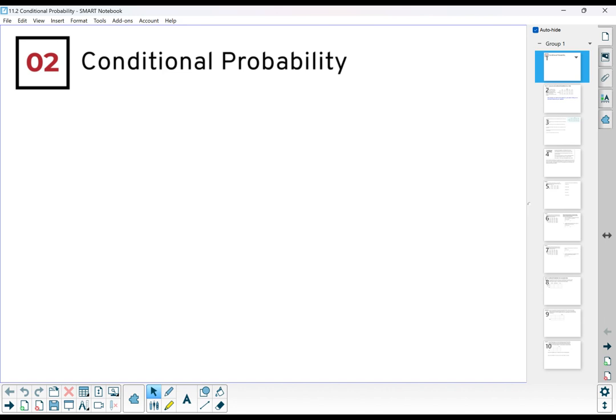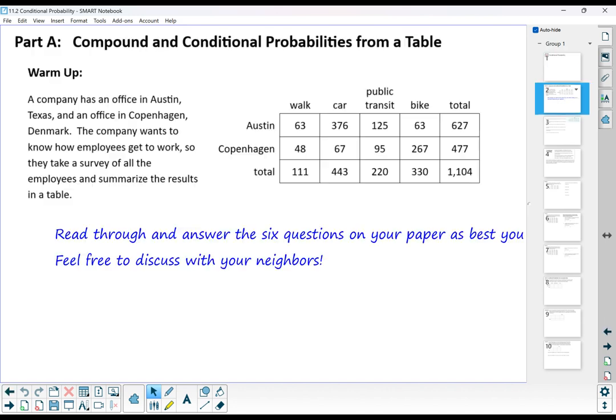We're going to be talking about conditional probability today. So first, we're going to start with finding some probabilities from a table.